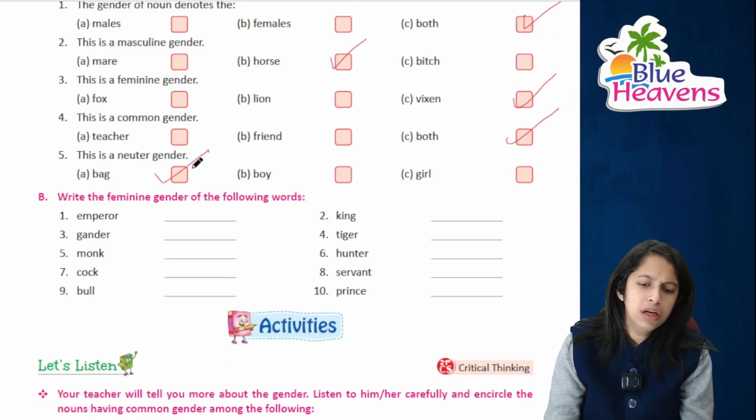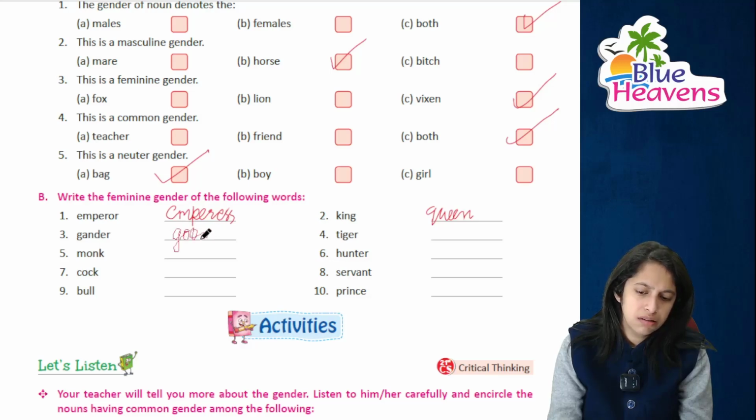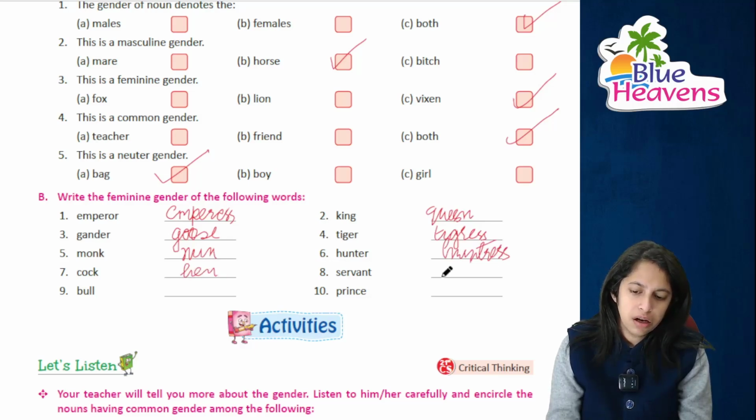You have to write down the feminine gender. Emperor का empress. King का we all know it's queen, right? Gander का it's goose, I think. Tiger का tigress. Monk का nun. Hunter का huntress, right? Cock का we all know hen. Servant का maid. Prince का we all know it's princess, and bull का it's cow.